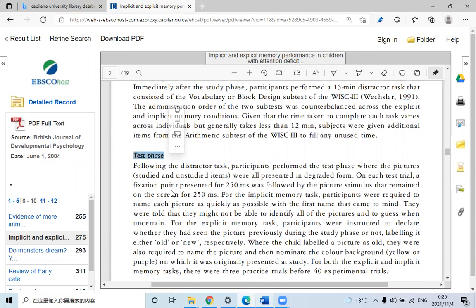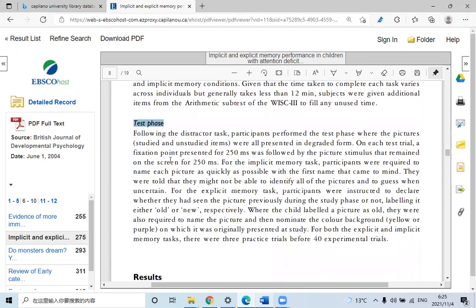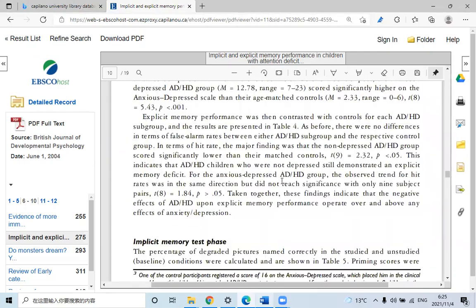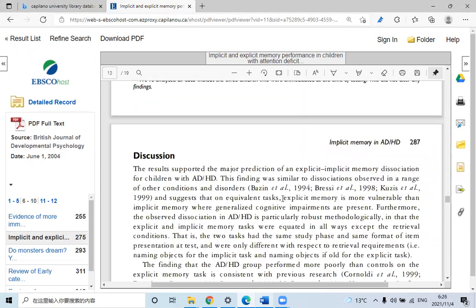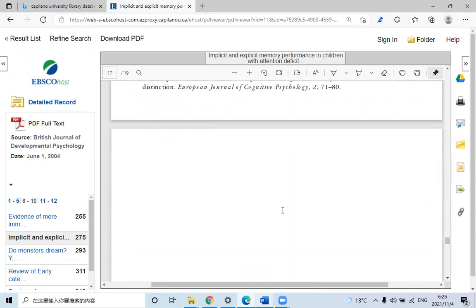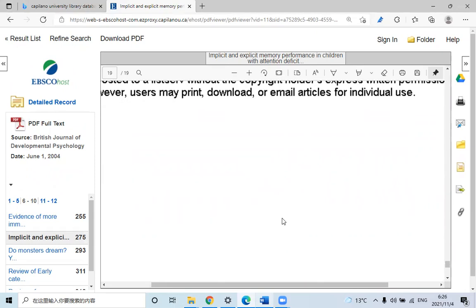Now the subjects get tested on their implicit memory and explicit memory. In this part, you will focus on what are the differences in the testing of implicit versus explicit memory. Following the distractor task, participants perform the task phase where pictures were all presented in degraded form. Do they have samples? Let's see what those degraded pictures look like. So I'm going to scroll down to look at it. They don't have samples.